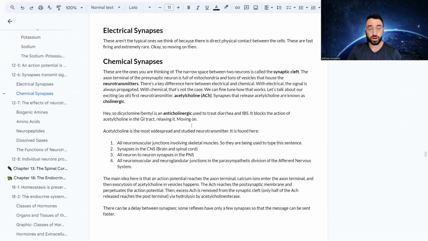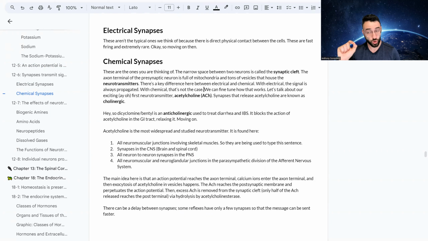Our first neurotransmitter that we're going to talk about, a neurotransmitter, it's a signaling molecule, all right? And the first one is called acetylcholine, which is shortened to ACh. If you have a synapse that releases acetylcholine, it's called cholinergic.